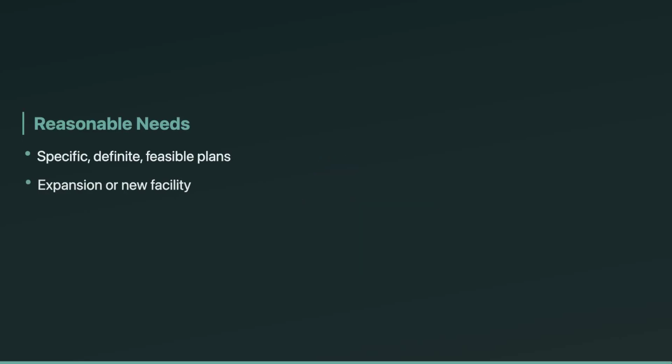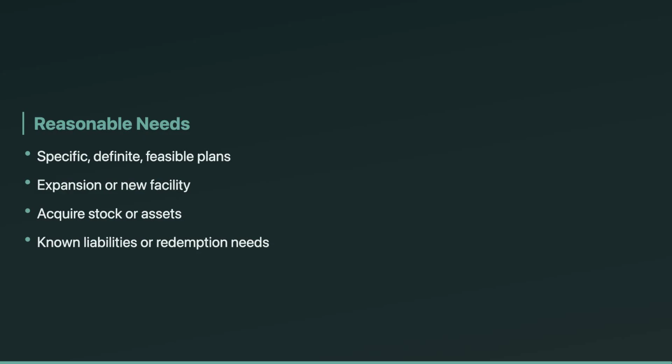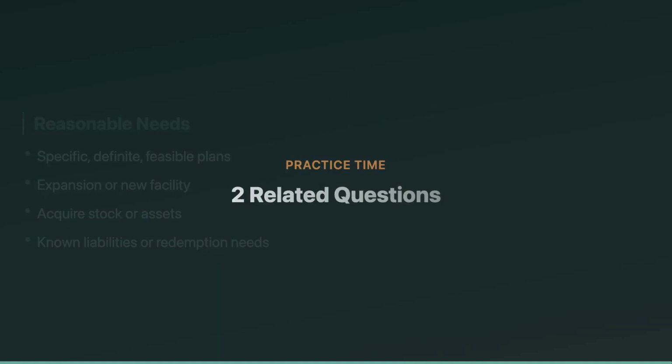When they ask what counts as reasonable needs, think concrete plans, not vague intentions. Expansion to a new facility, acquiring another business, budgeting for product liability exposure, or even setting aside funds to redeem stock in a deceased shareholder's estate can qualify if the amounts are tied to realistic estimates. On the exam, "specific and feasible" is the phrase to look for.